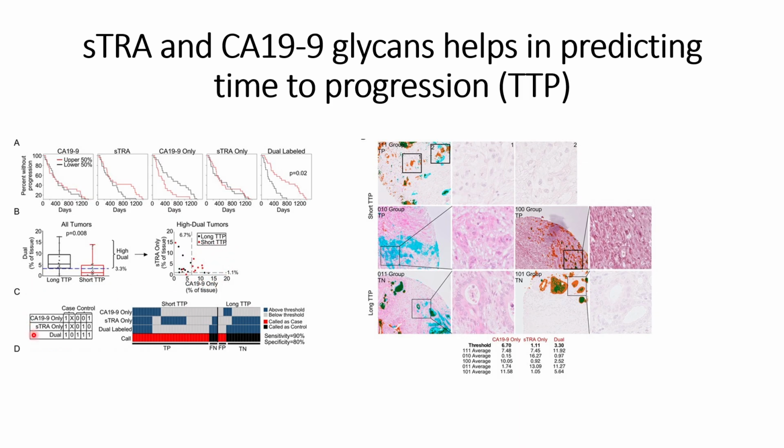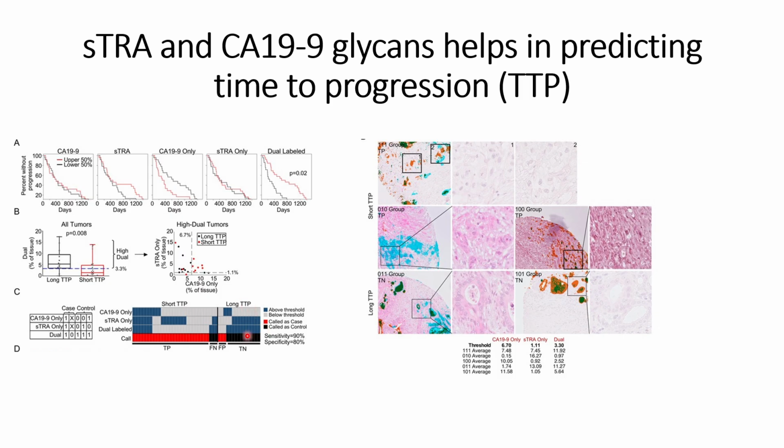And they validated this using this matrix, where they checked the data, and they can see that up to a particular threshold, when all three markers are present, that is dual labels, sTRAs and CA19-9, they can see short time to progress in the patients, which is the true positive, whereas some of the samples show false negatives also. And above a particular threshold, if all three are present, that is dual labeled, sTRAs and CA19-9, then we can see some of the long time to progress expressions, and these are true negatives.